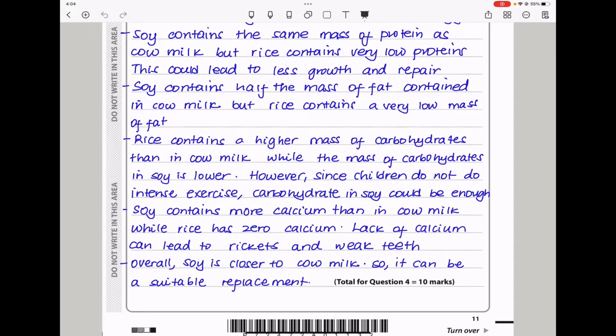So carbohydrates in soy could be enough. Soy contains more calcium than in cow milk, while rice has zero calcium. Lack of calcium can lead to rickets as well as weak teeth. Overall, soy is closer to cow milk, so it can be a suitable replacement. So this brings us to the end of question 4. Let's continue to question 5.